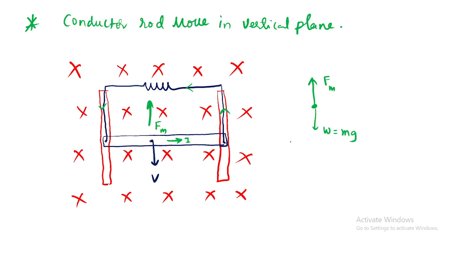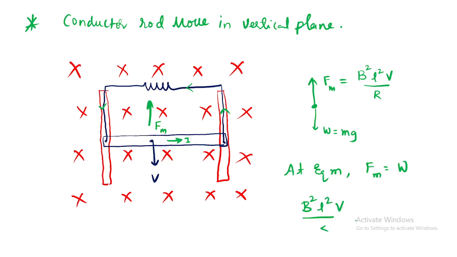Yes or no? We know the Fm formula already. What is the formula for Fm? B square L square V divided by resistance. Am I correct? At equilibrium, what can I write? Magnetic force is equal to the weight of that particular rod. So now the total answer will be B square L square V divided by R equal to Mg. From this I can calculate velocity also, no?